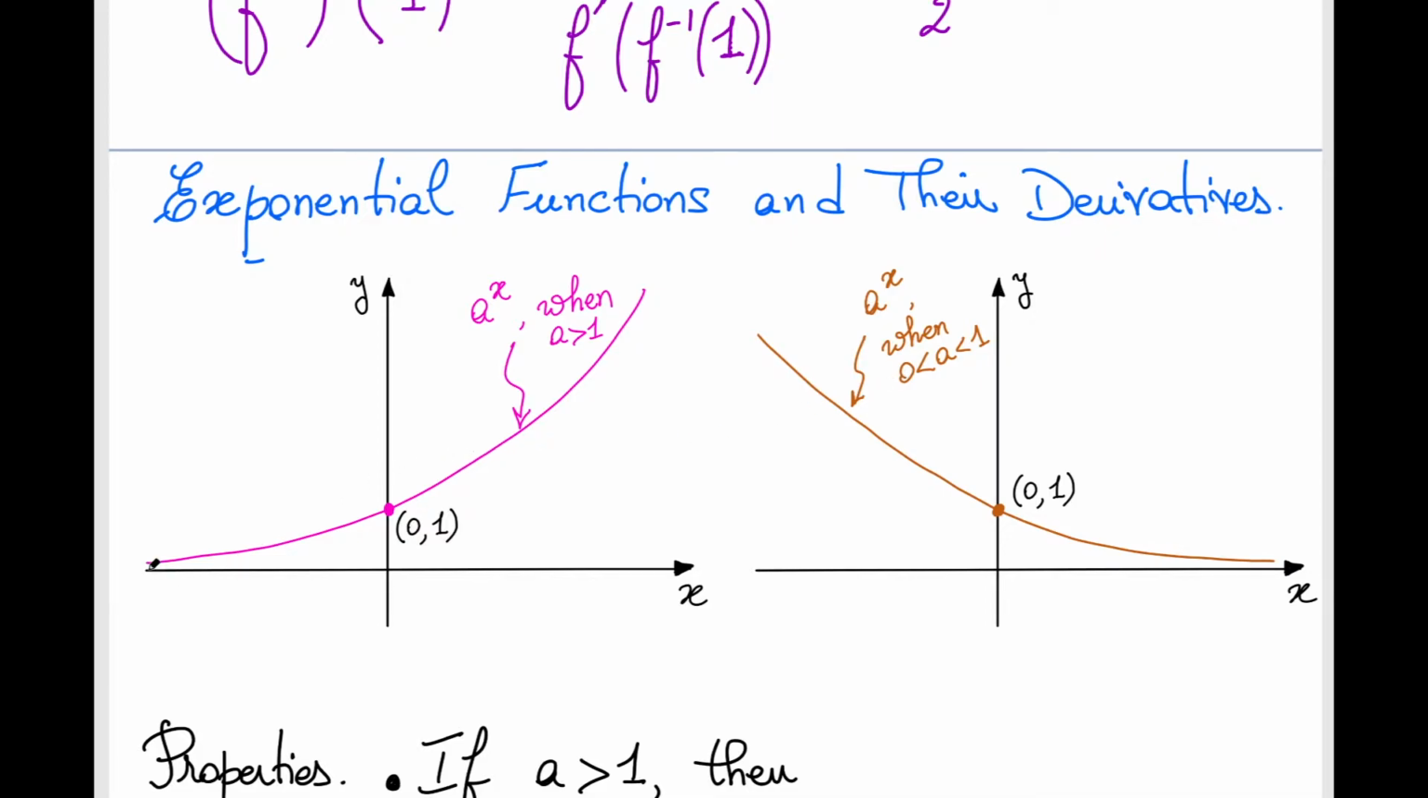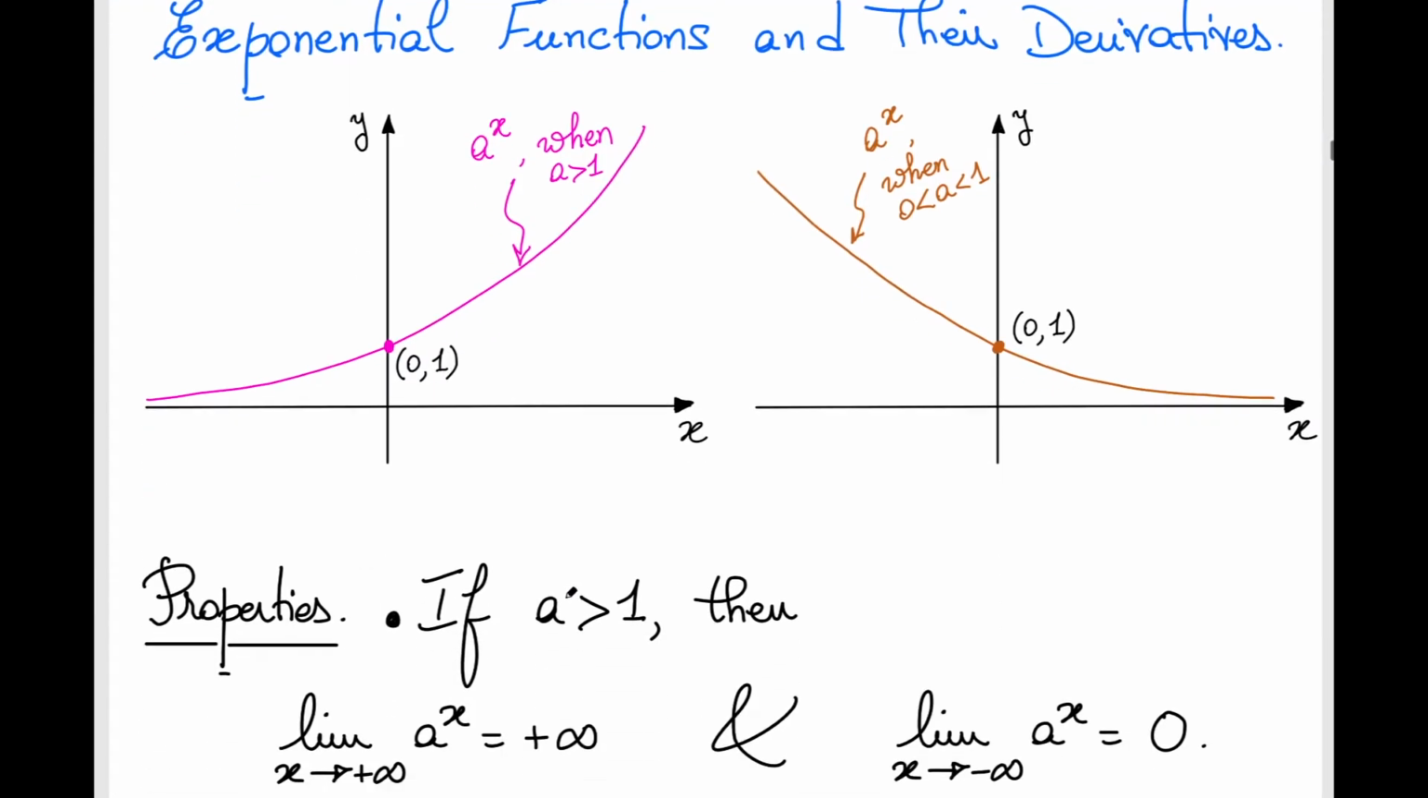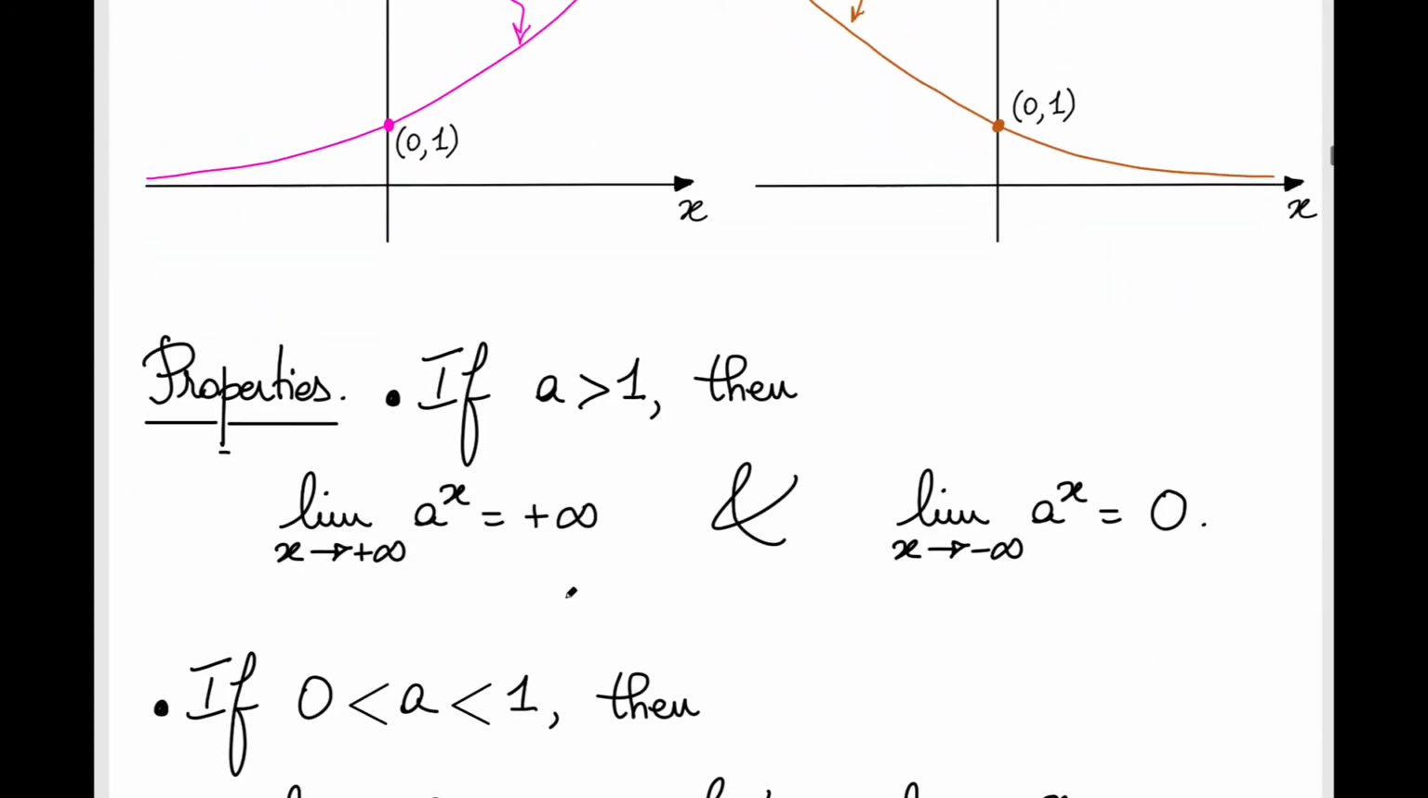So if you recall, the exponential functions had two trends. An increasing trend, if the base, which has to be positive and different than 1, is bigger than 1, then the trend is like this, the pink one. And a decreasing trend, this brown one, if that base is positive and smaller than 1. Okay? All right. So then we can have the following two properties.